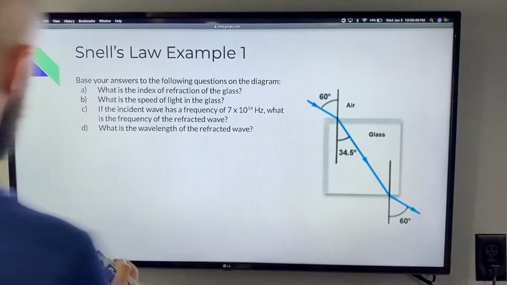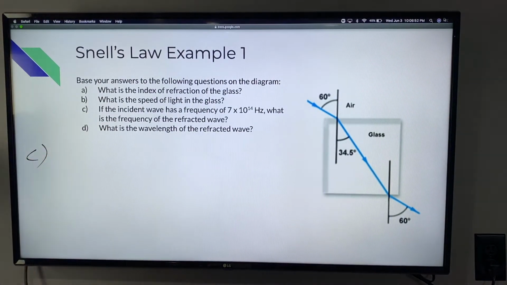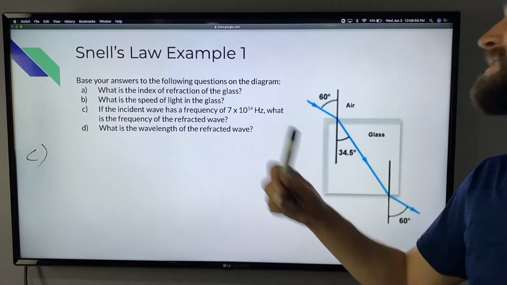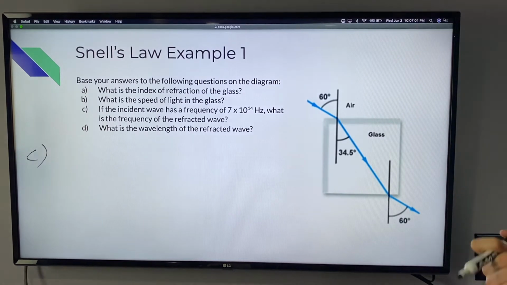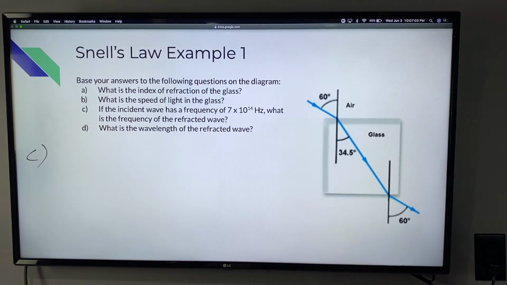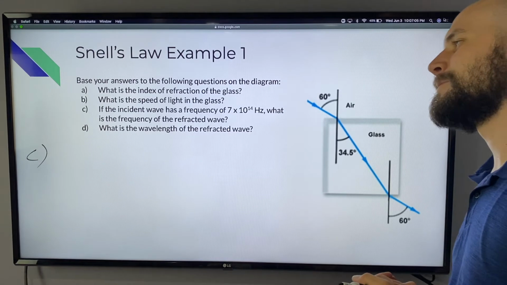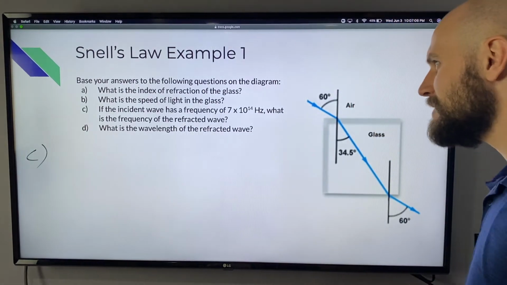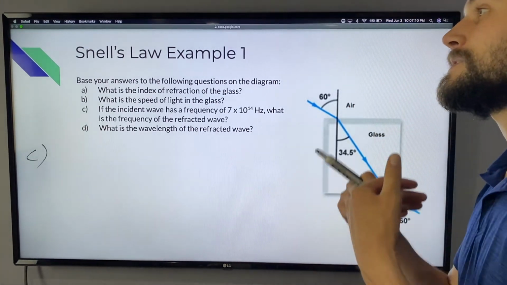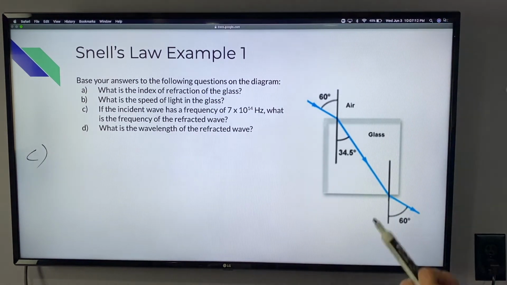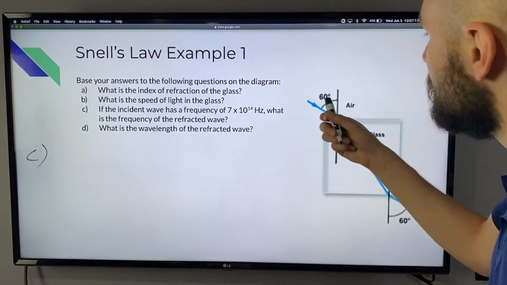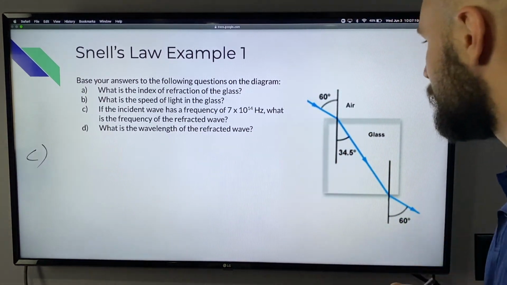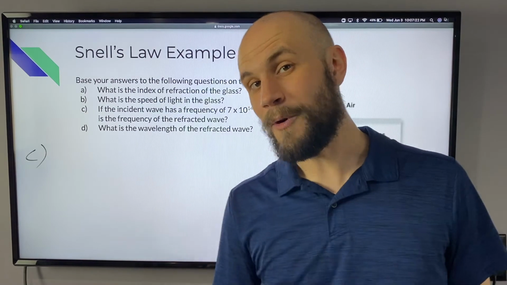All right, part C. So if the incident wave has a frequency of 7 times 10 to the 14th hertz, what is the frequency of the refracted wave? Well, if you remember the beginning of the video, we did talk about frequency when we were discussing the review of refraction. Frequency only depends on the source of the wave. Frequency will not change every time it's refracted, which is really important. I'll talk about it in a second.